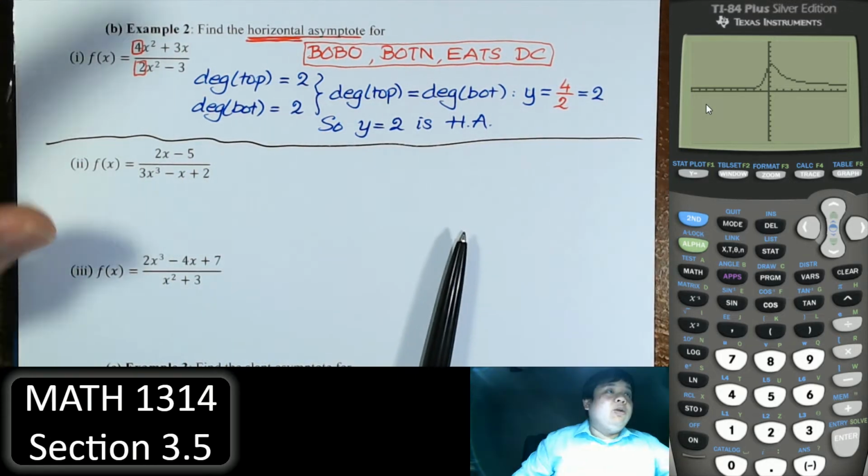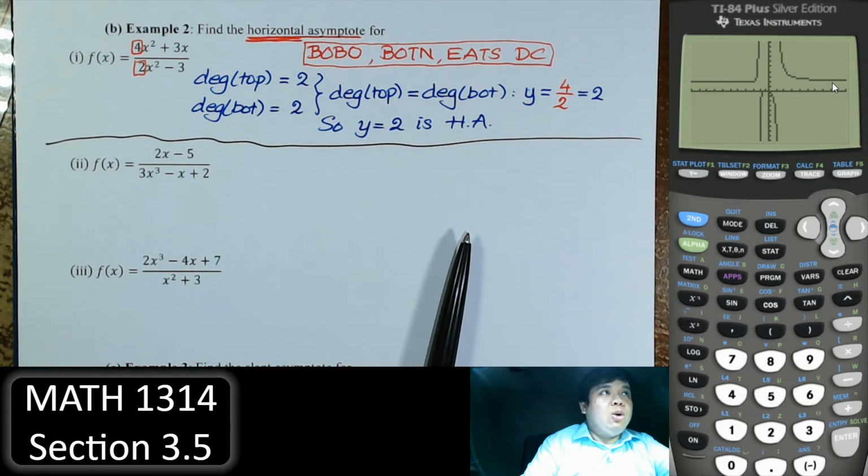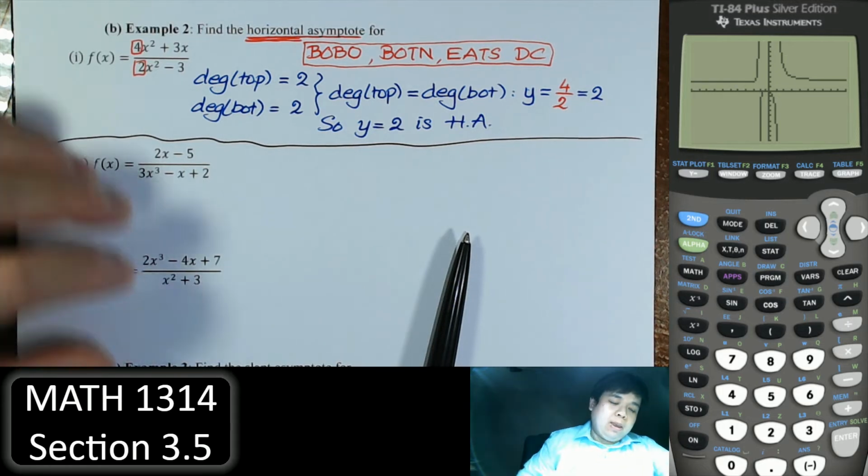Right. Let's see the graph. For x squared plus 3x over x squared minus 3. The graph gives us, right, you see y equal to 2 is the horizontal asymptote. The graph will get closer and closer to it. Right.